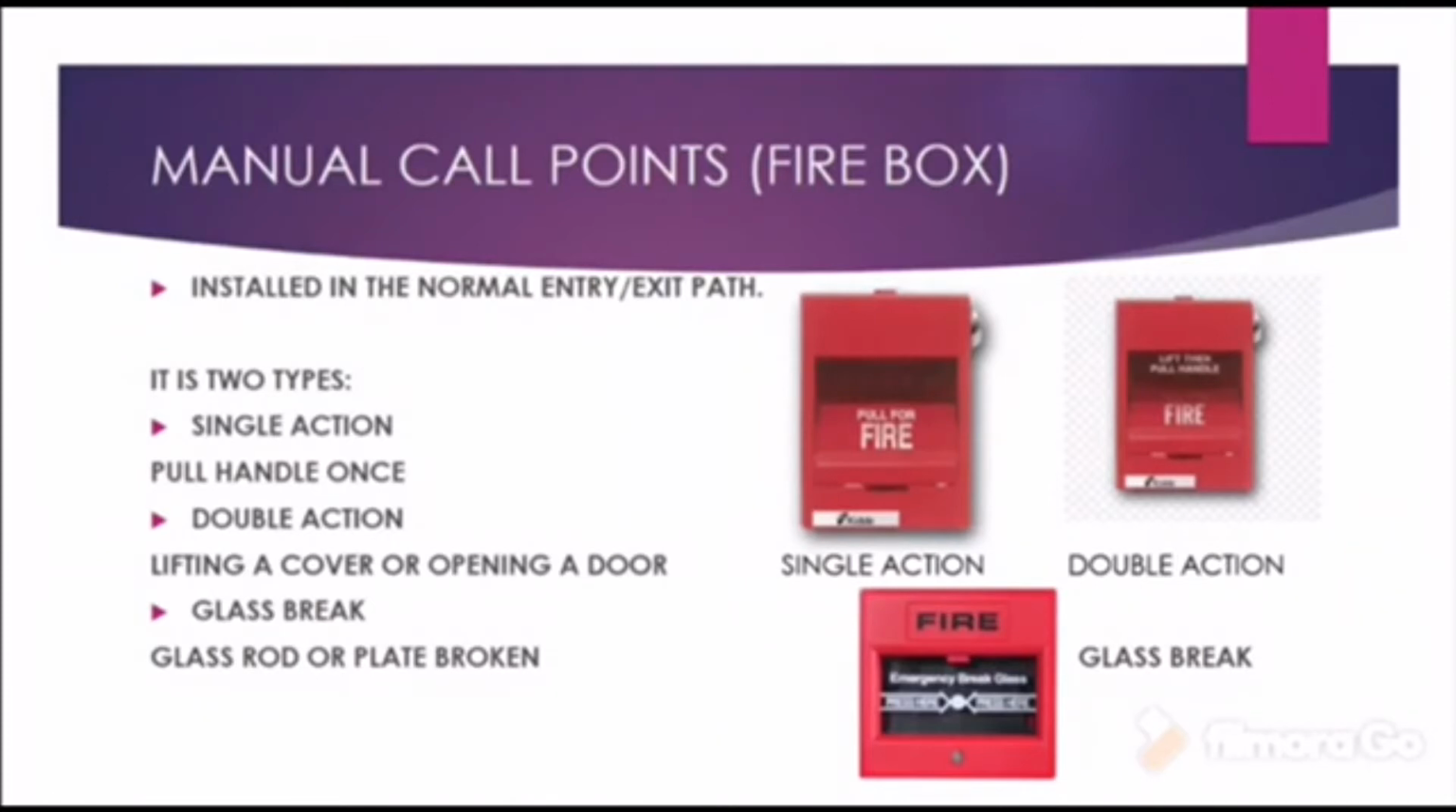Okay, for the type of single action, you have to pull the handle once and it will notify the building occupants by siren. The double action is basically a dual action mechanism, which is you have to lift the cover first and you have to pull down the handle so it will activate the fire alarm. The glass break is basically a fire alarm where the glass has to be broken in order for it to activate.